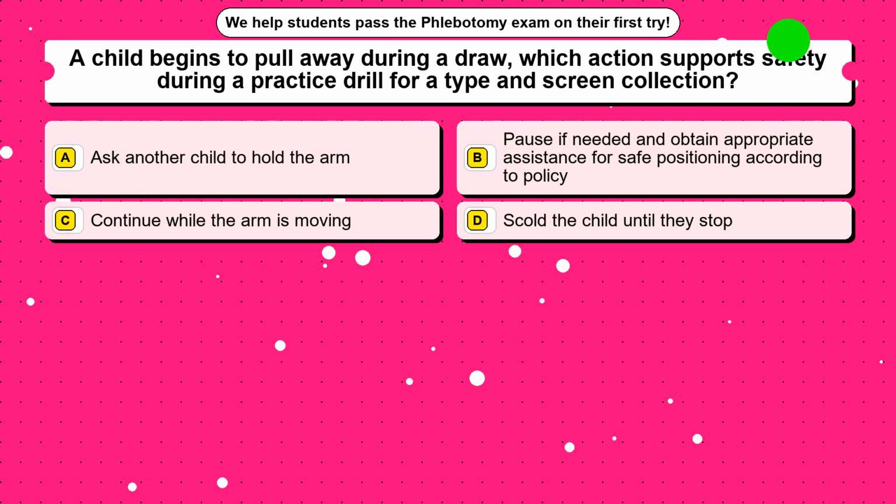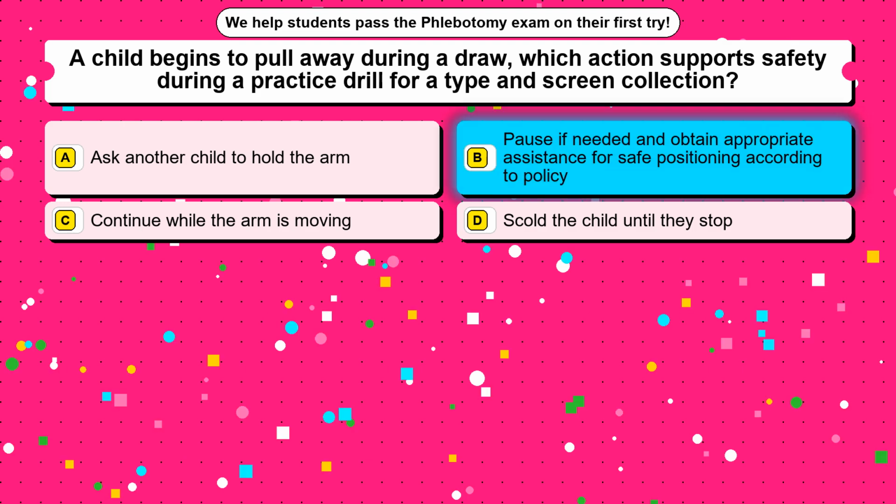Question 56. A child begins to pull away during a draw. Which action supports safety during a practice drill for a type and screen collection? Option A. Ask another child to hold the arm. Option B. Pause if needed and obtain appropriate assistance for safe positioning according to policy. Option C. Continue while the arm is moving. Option D. Scold the child until they stop.